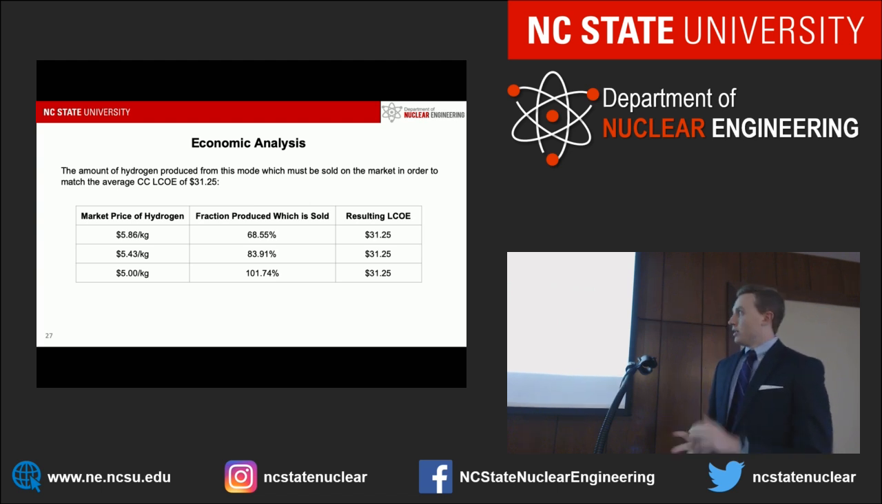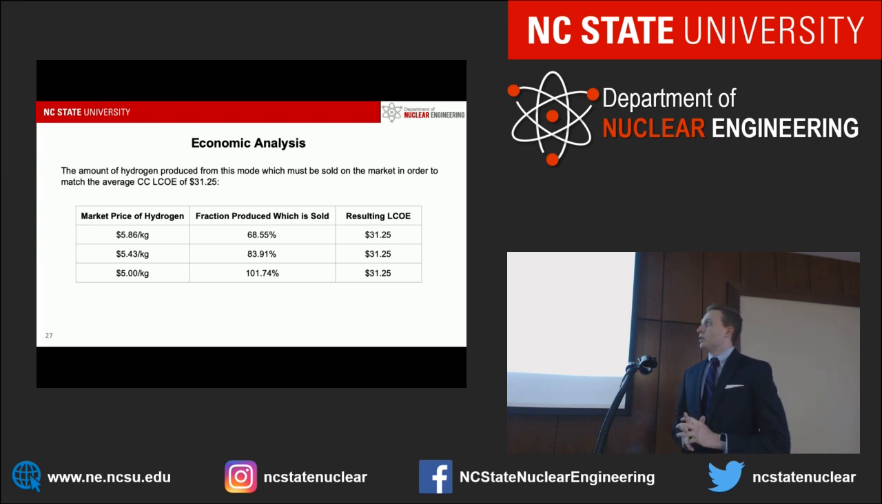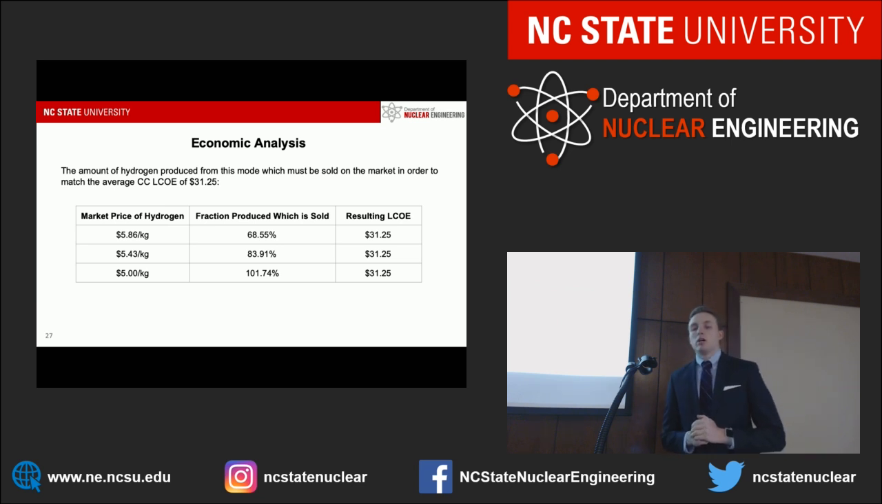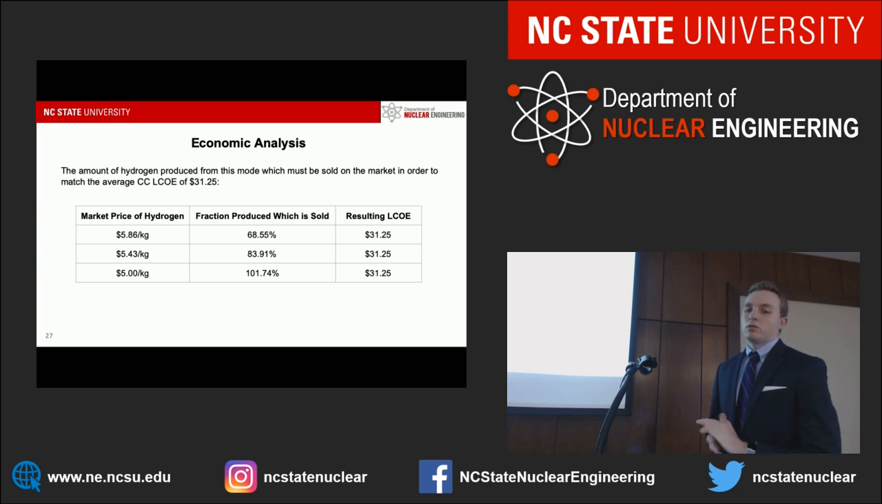This is basically a little snapshot of what kind of LCOEs you can expect with this option. Now, it's very dependent upon both the selling price of hydrogen and the amount of hydrogen that you're selling. And obviously, the market price of hydrogen can vary significantly depending upon what kind of market or environment you're in. We need it to be at least about $5 per kilogram at a selling point in order to be competitive. And we probably need to be selling most of what we're producing.